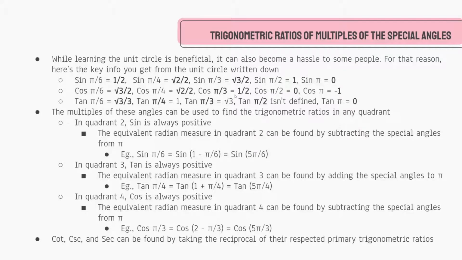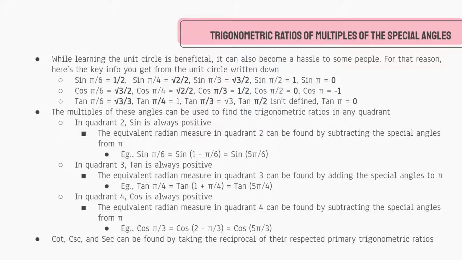Then for tan pi over 2, it is not defined. The reason for that is since our y value is 1 and our x value is 0, we cannot divide by 0, therefore pi over 2 is not defined. Then tan pi is actually 0 because our y value is 0 and our cos value is -1, so 0 divided by -1 is 0. Anything divided into 0 equals 0. Okay, so with that out of the way, we can again use the multiples of these angles to find the trigonometric ratio in any quadrant.